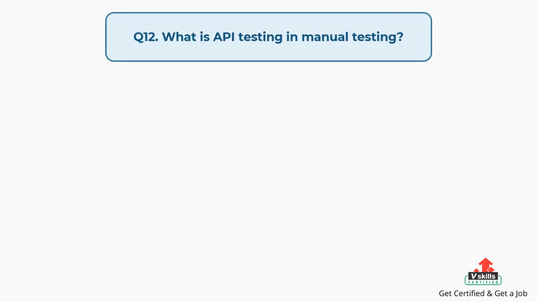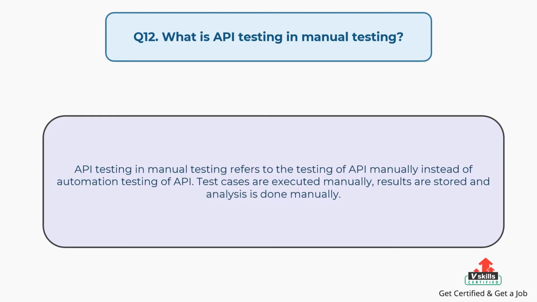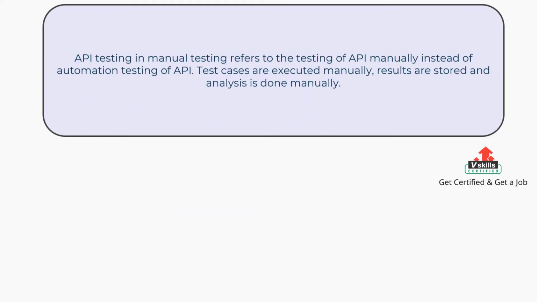Question number 12. What is API testing and manual testing? The answer is API testing and manual testing refers to the testing of API manually instead of automation testing of API. Test cases are executed manually, results are stored and analysis is done manually.